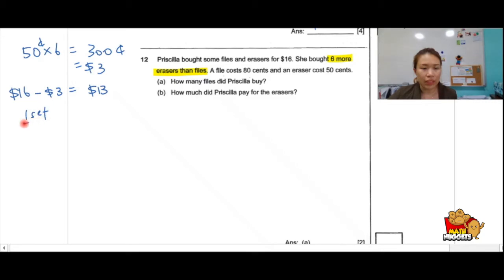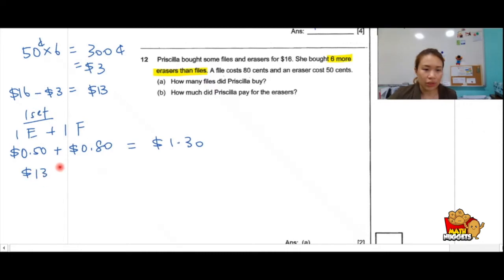Now we can look at it like that. One set will have one eraser and one file. Okay, so how much is that? One eraser 50 cents, one file 80 cents. So in total, one set is actually $1.30. So I can take the total, which is $13, divided by the cost of one set, $1.30. I get 10 sets. So to answer part A, how many files did Priscilla buy?